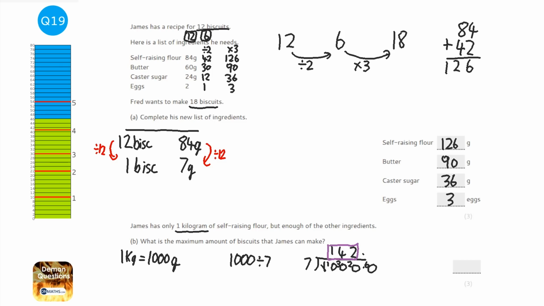So we're only interested in how many biscuits he can actually make, which would be 142, but he might have some flour left over, but it wouldn't make a biscuit. So the answer is 142.